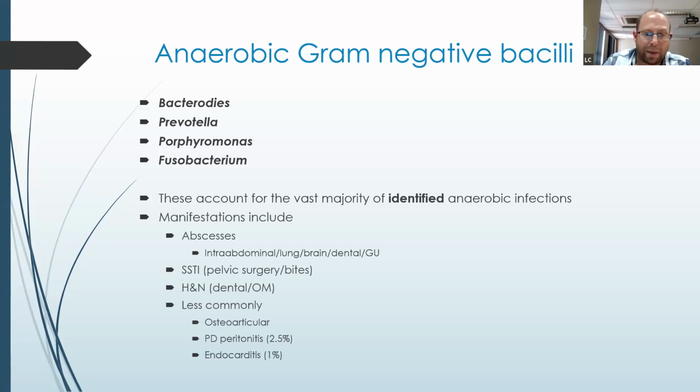Manifestations include things like abscesses, intra-abdominal, lung, brain, dental or genitourinary, skin and soft tissue infections, especially polymicrobial, head and neck infections, dental or chronic otitis media, sinus infections, especially of the chronic modality, and less commonly they're associated with things like osteoarticular infections, peritonitis associated with peritoneal dialysis in one series 2.5%, and endocarditis in around 1%.